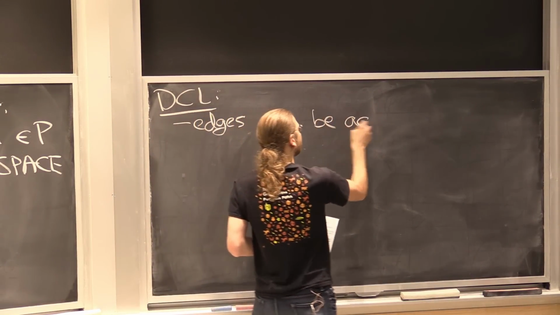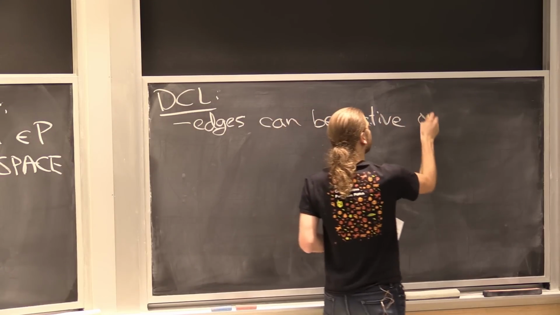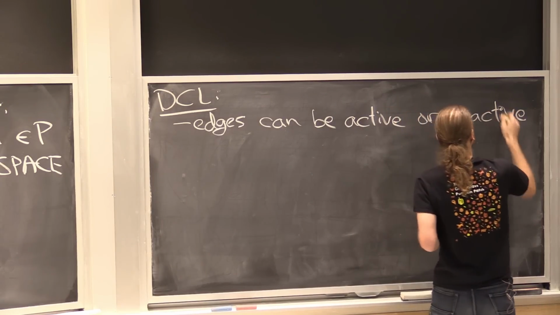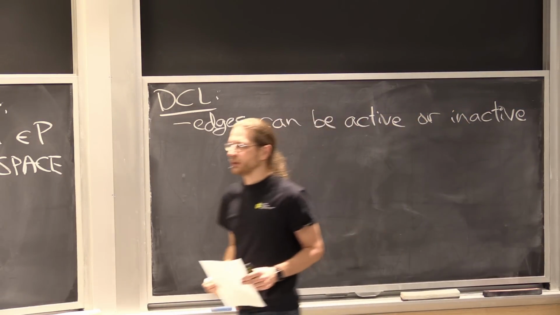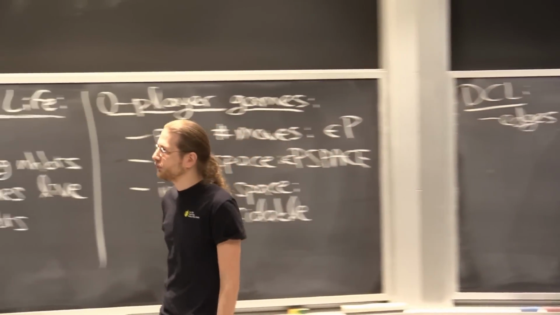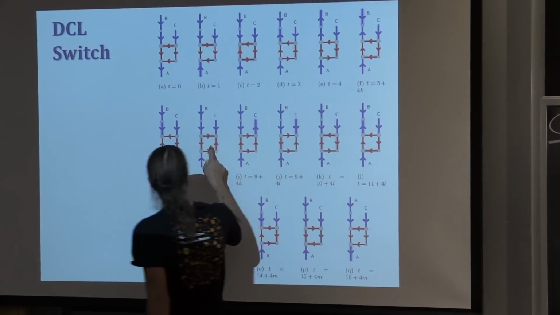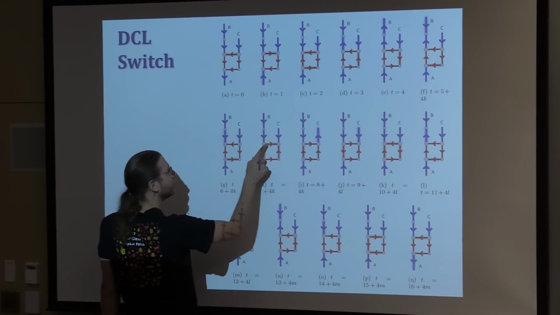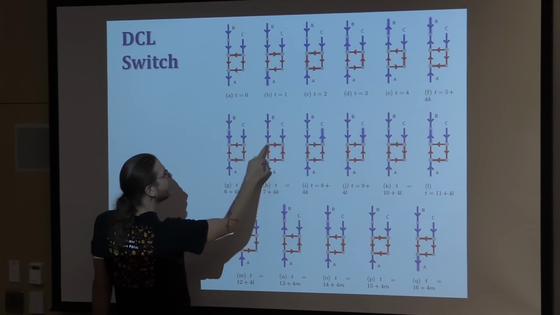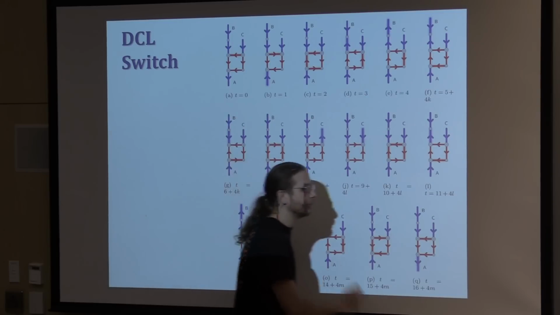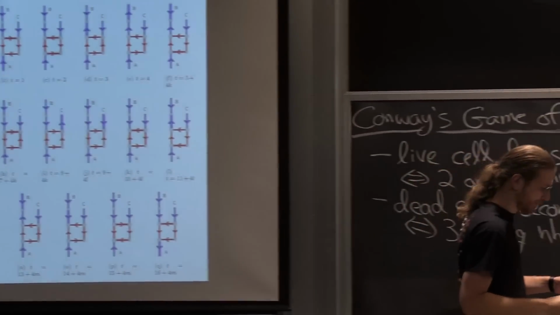So in deterministic constraint logic, we have a little bit more state. Before, the state of a machine was just the orientations of all the edges. Now we're also going to have, it's a little hard to see on this projector, some highlighted edges which are active. So I'll describe what they are in a moment. Even if you can't see them, they are there.